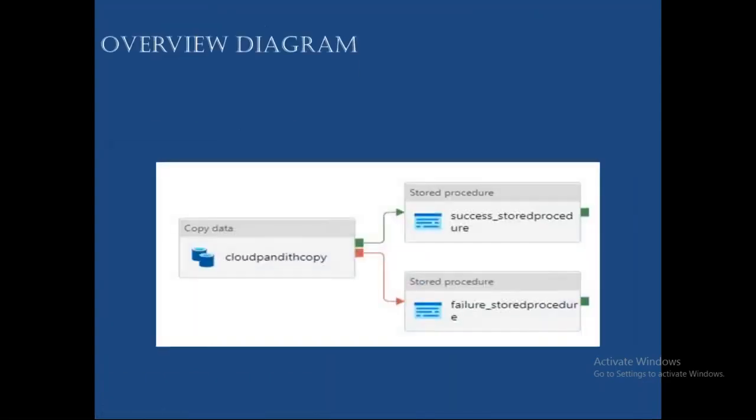Now we'll see. Here you see, this is how our pipeline will look today. Because what happens is, once you are copying the data, two things may happen. One is the copy activity may fail due to different reasons, right? But the copy activity may succeed. Now what I want to do: if it succeeded, I want to execute the success stored procedure. If it failed, I want to execute the failure stored procedure.